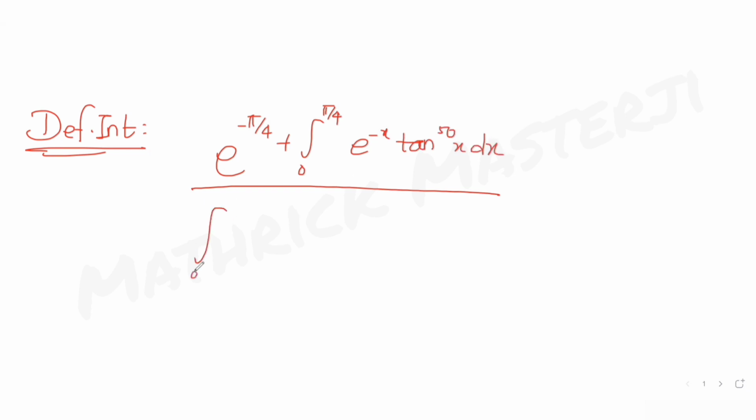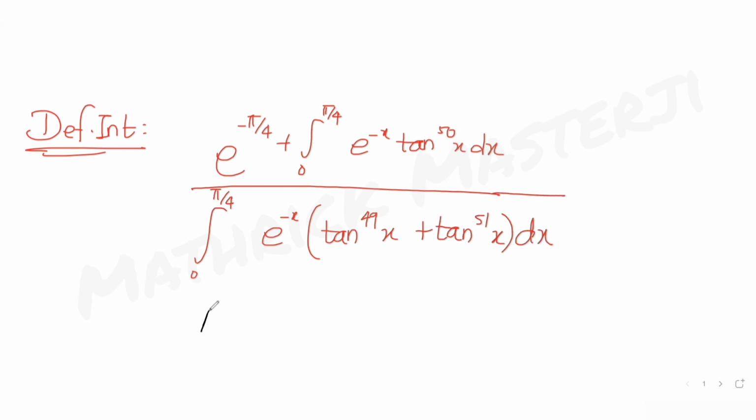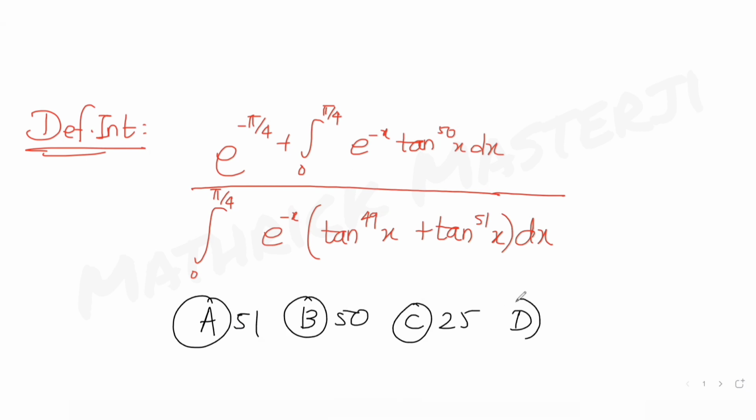And the denominator given is again from 0 to pi by 4, and the expression given is e raised to minus x tan raised to 49x plus tan raised to 51x dx. So we need to find the value of this entire expression, and the options given are 51, 50, 25, 49. We need to figure out which one is the correct answer for the question.